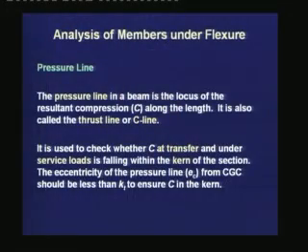The eccentricity of the pressure line, which is represented as EC from the CGC, should be less than KT to ensure C is in the Kern point. That means the way to make sure that C is within the Kern point is that the distance of the pressure line at any point of the beam from the CGC should be less than the top Kern level under service loads.